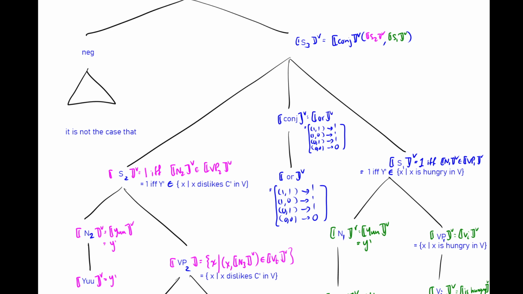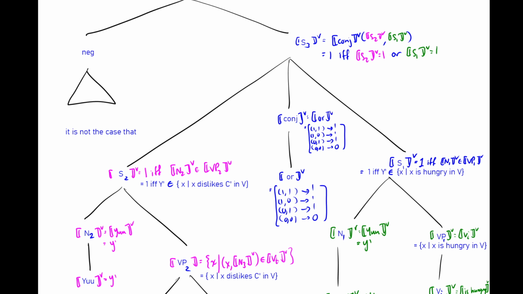So when is this true? This is going to be true if and only if S2 is true or S1 is true. So this compound sentence will be true if you dislikes Carol or you is hungry.